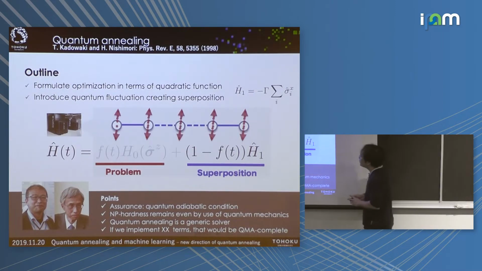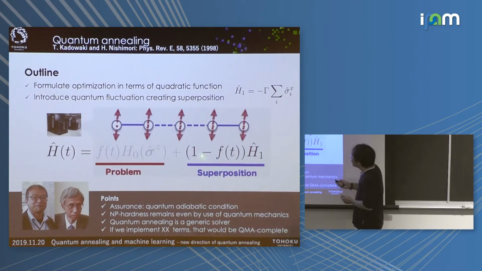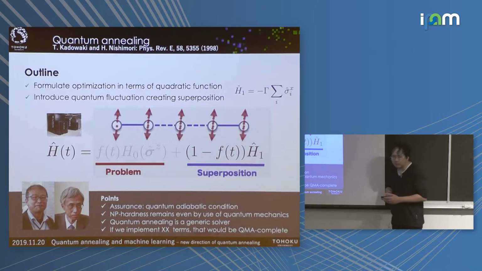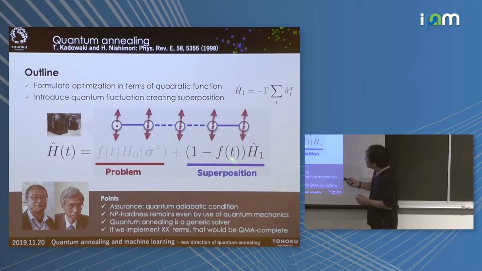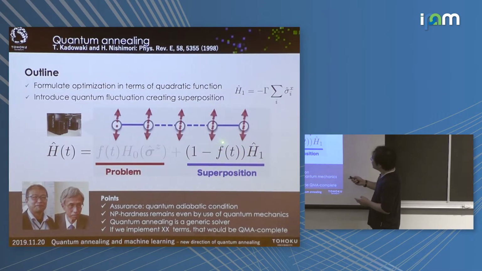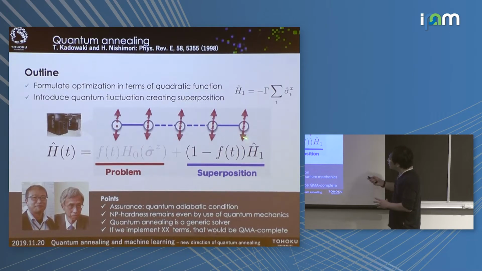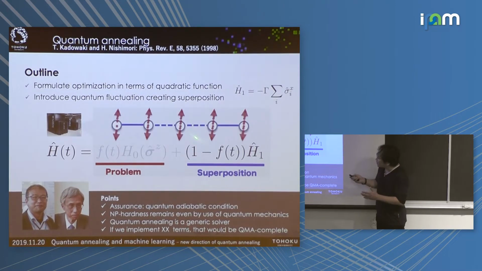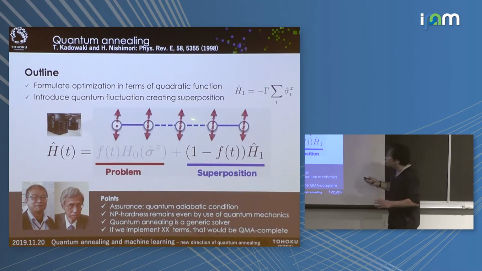At first, we consider a strong transverse field. This is a coefficient for the strength of the transverse field, and f of t is some schedule for the quantum annealing. At first, f of t is set to be 0. Then the system is only with the transverse field, so the system is in the superposition of the spin variables. This is the ground state of the system.